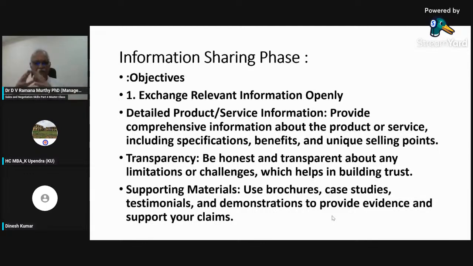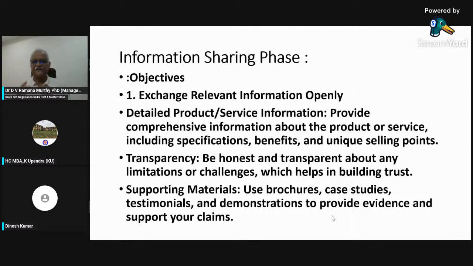You clearly provide comprehensive information about the product or service, very clear, relevant information, including all benefits, specifications, unique selling points, features, one, two, three, four, five, when compared to that of competitors' products. What is the competitive advantage your product has got? That's one. Second is about transparency.